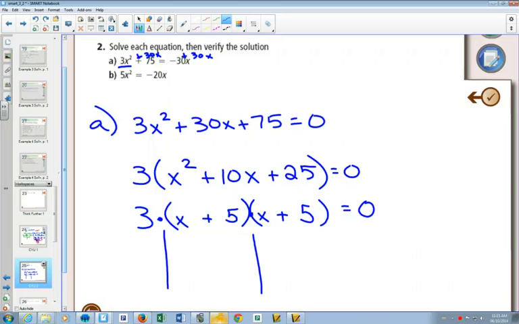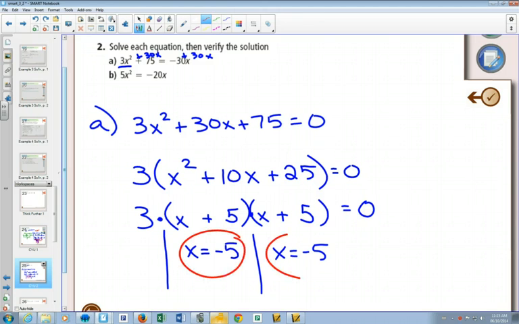Our first one's a 3. Is there anything that would make 3 equal 0? No, 3 is always 3. So it can never equal 0. Can x plus 5 ever equal 0? Yes, when x is negative 5. Can x plus 5 ever equal 0? It's exactly the same, right? This question only has one answer.